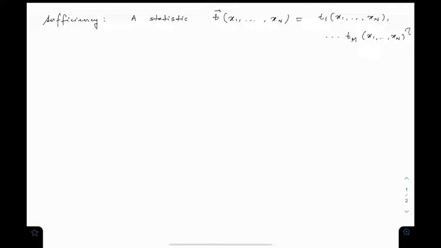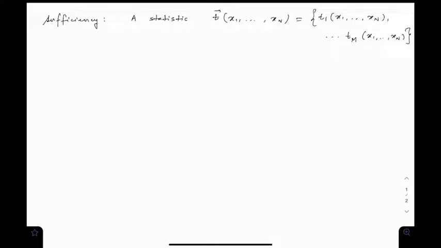So, a statistic is denoted by vector t, which is a function of the data samples x1 up to xn. This is basically t1 of x1 all the way up to some capital M. Capital M denotes the number of components in t.